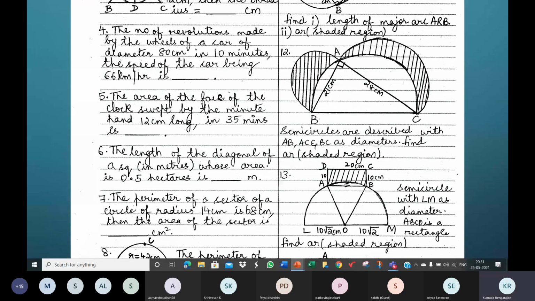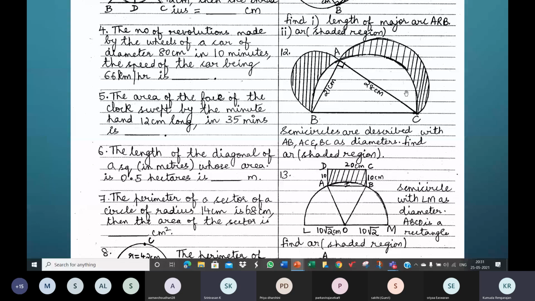Now, let's try to answer this question, children. Supposing the entire thing is shaded, whatever figure you see. How will you find the area of the entire shaded region? Suppose I shade all of this, the entire thing is shaded. How will you find the area of the complete shaded region?